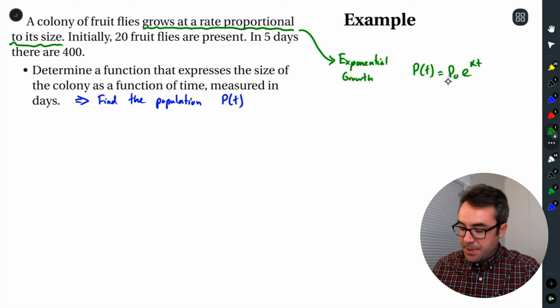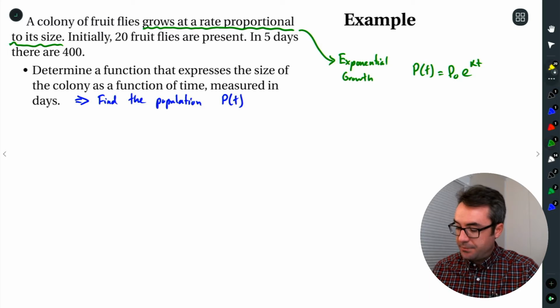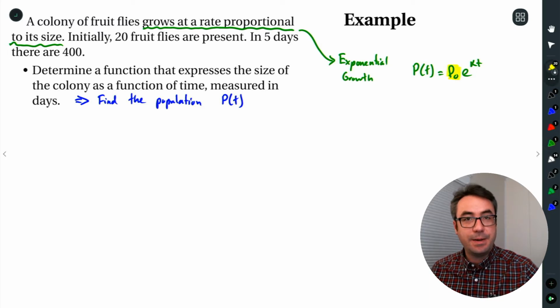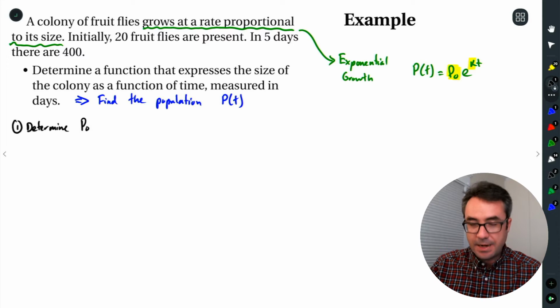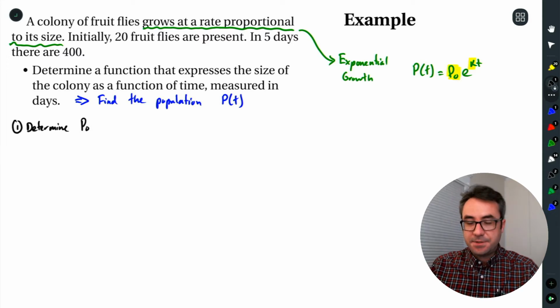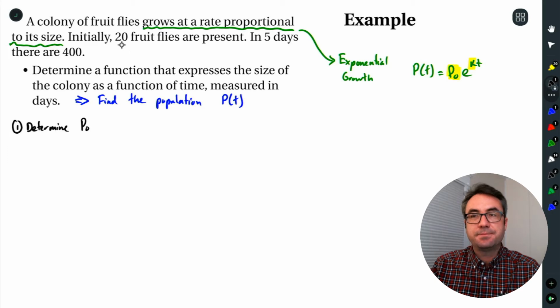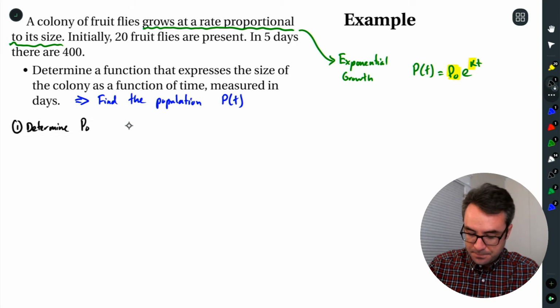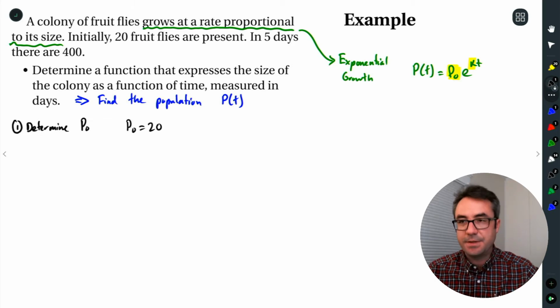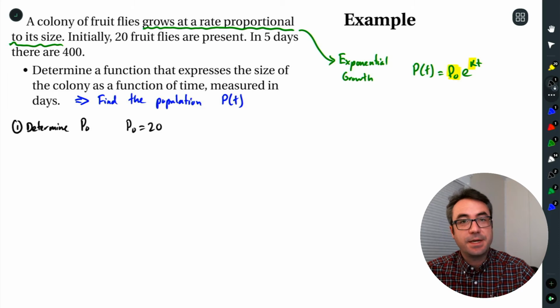Now it's up to us to figure out, there's two things we need to figure out in this equation. We need to figure out what our initial population is, P0, and then we also have to figure out our growth constant, constant k. So this is where the other information comes in. All right, so we want to determine P0. Sometimes we're given this, sometimes we're not. We have to figure it out. In this case, we're actually told, initially, 20 fruit flies are present. So that tells us our starting population at time 0 is 20.